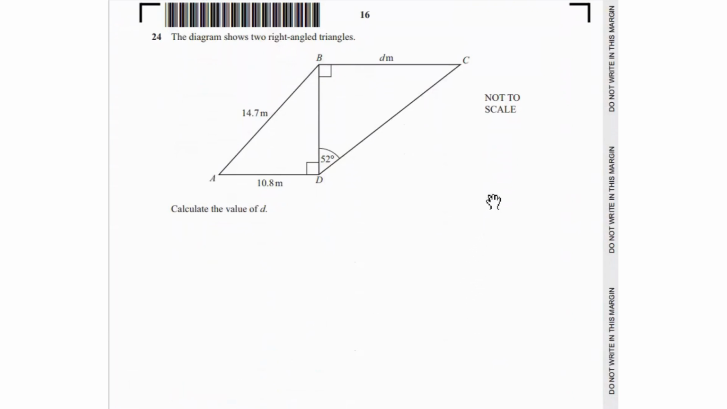Then, the diagram shows two right-angle triangles. Calculate the value of D. So first, we're going to use triangle ABD to find the length of BD. And then using the length of BD and the angle, we can find D. So for the first triangle, we're going to use Pythagoras because we have the hypotenuse and we have the other leg. So 14.7 squared equals 10.8 squared plus BD squared. Pythagoras is always used when you have a right angle triangle and they're asking you to find one of the missing lengths. If two lengths are given, you can easily find the third length.